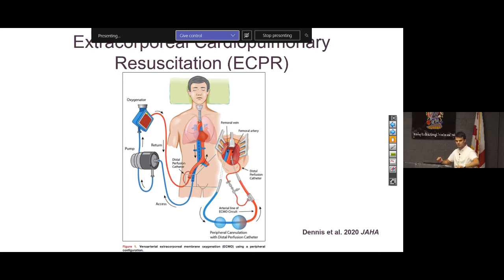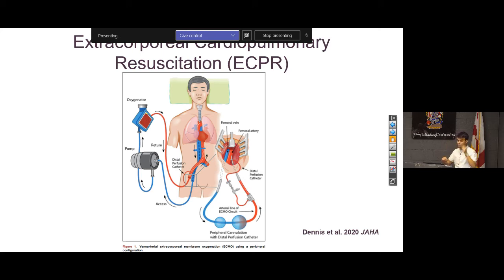So extracorporeal means outside of the body. Cardiopulmonary resuscitation. So there's two large catheters that are placed, for the most part for ECPR, in the groin. One's going to be into the artery and one's going to be into the vein. The one that's in the vein is advanced pretty high up, just below the right atrium. And that's connected to a pump that's sucking the deoxygenated blood from the venous side out of the body. It gets put through an oxygenator and then pumped back into the artery.